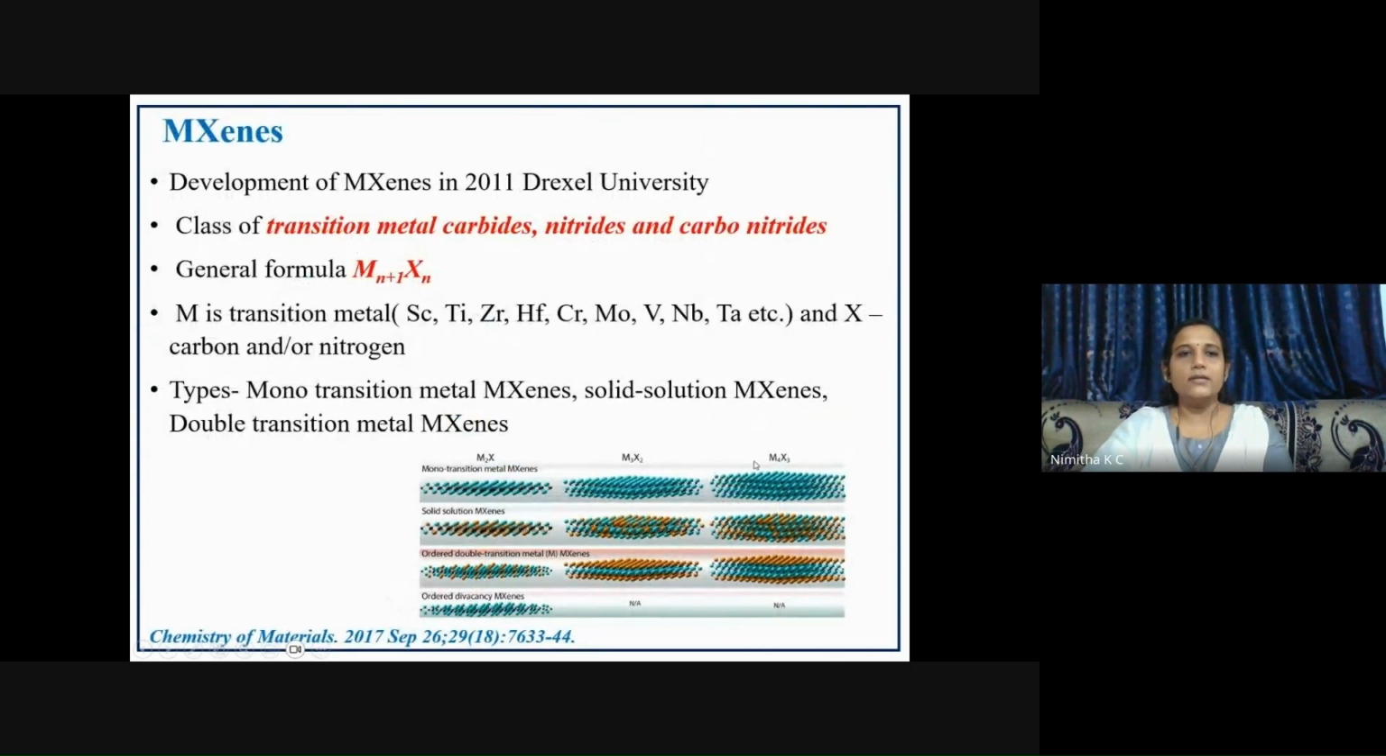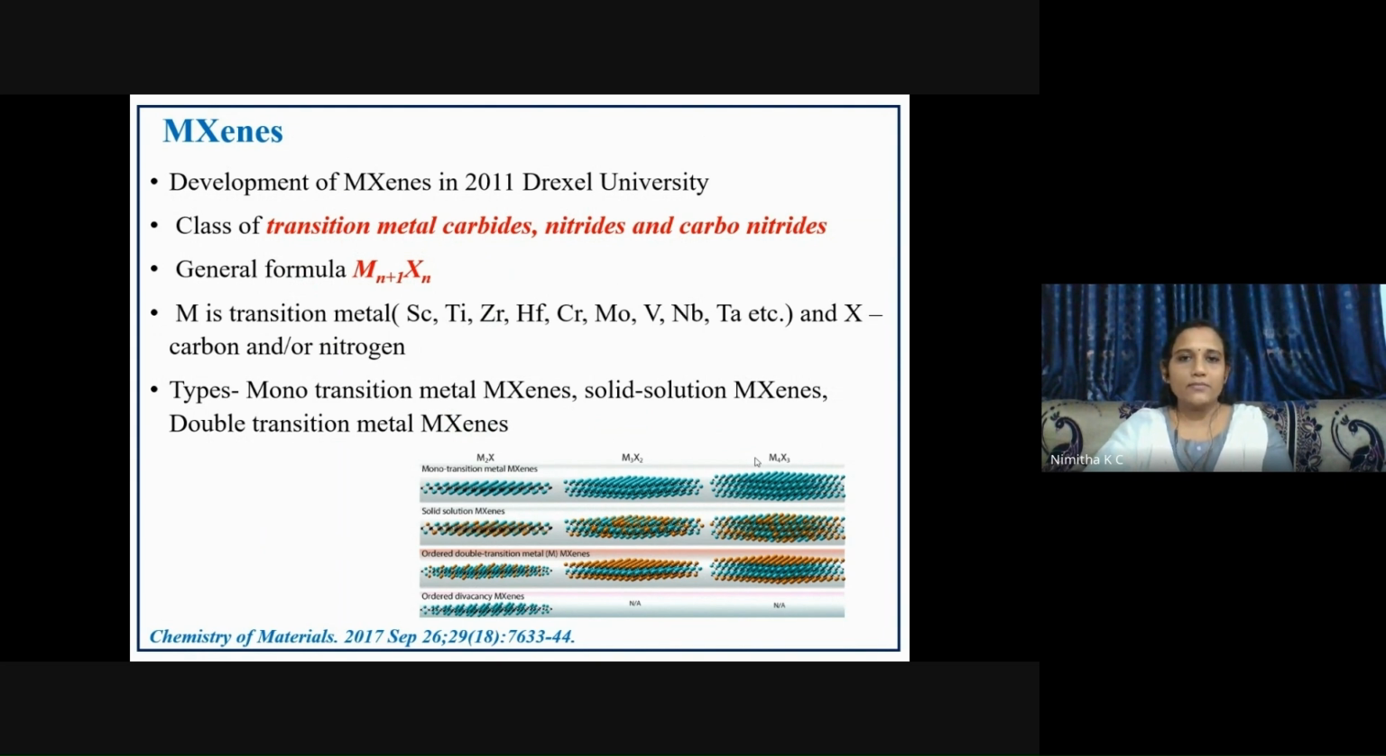One such material is MXenes. MXenes are considered one of the wonder materials of the present generation. The development of MXene was carried out very recently, during the period of 2010 to 2011, by a group of scientists at Drexel University.